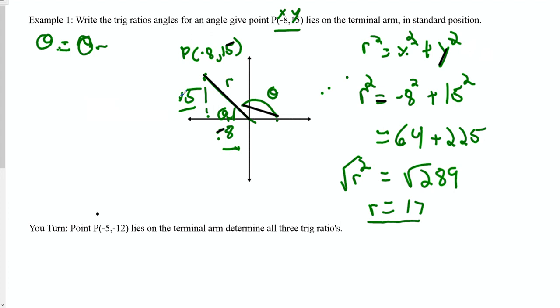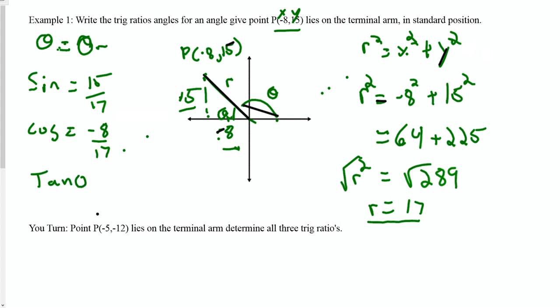All right, so remember, sine was opposite over hypotenuse. So sine of my angle equals opposite over hypotenuse. Cosine equals adjacent over hypotenuse, so negative 8 over 17. And tangent equals opposite over adjacent. So we look, here are my ratios.